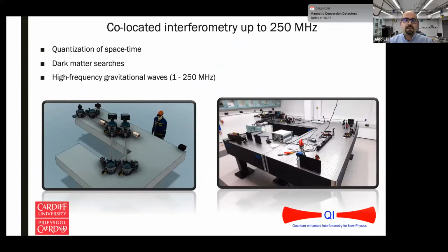This is based on Michelson interferometry that we are building here in Cardiff. It's not a magnetic conversion, but we are building 2 Michelson interferometers. We will use cross correlation between them from 1 to 200 megahertz. This is in the phase of building. It is mainly built for probing quantum spacetime. We will vary the angle between the 2 arms in order to probe different theories of quantum spacetime. It can be used also for dark matter search and high frequency gravitational waves.